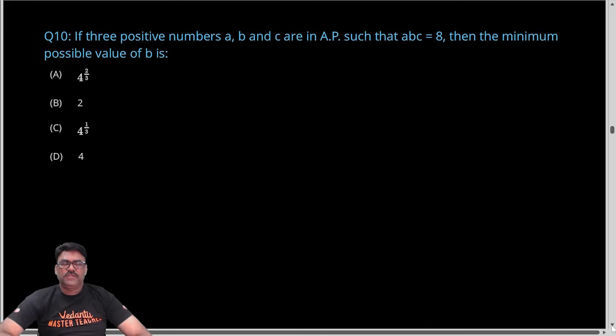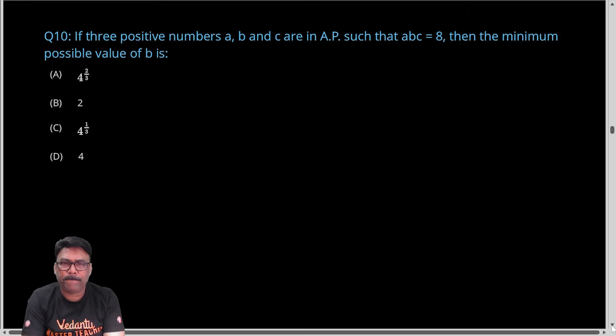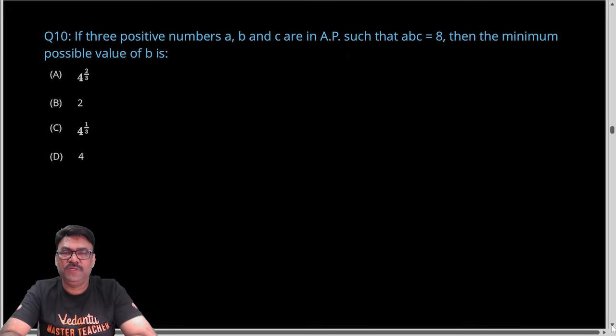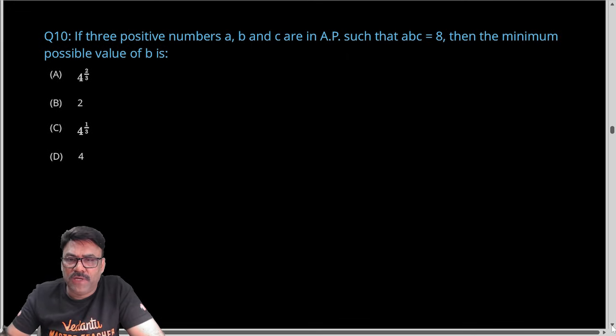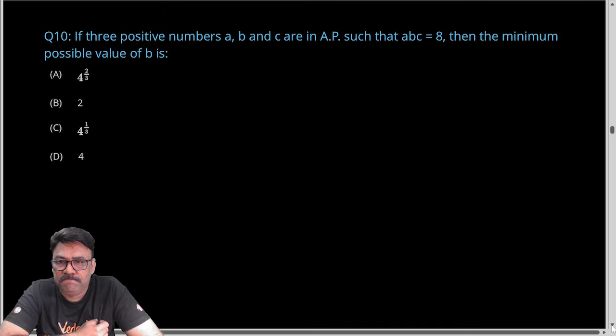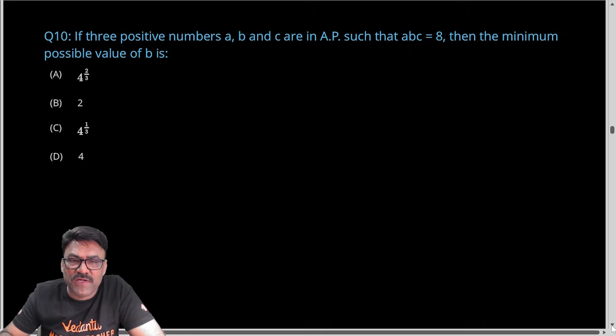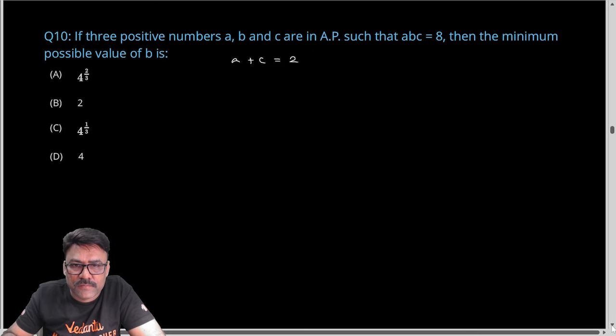Okay, let's see this question now. This is from sequence and series, based on AP and AM-GM. So they have given A, B, C are in AP, and then the product ABC is 8. What will be the minimum possible value of B, and the numbers are positive here. Since A, B, C are in AP, straight away you can write that A plus C must be 2B.